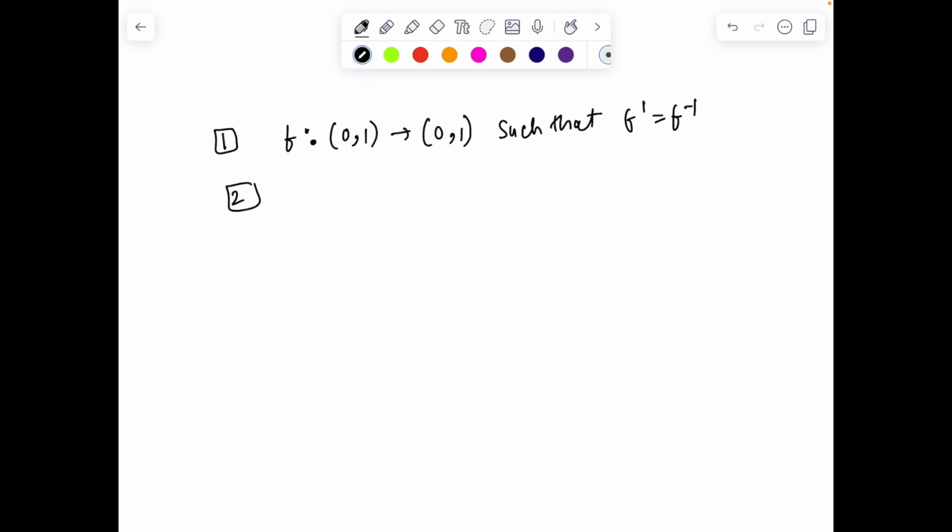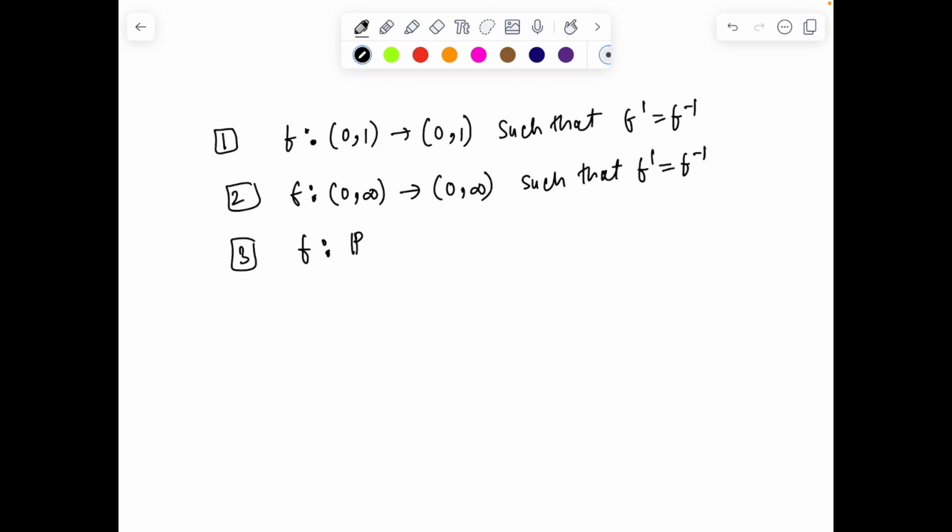The second part of the problem is: is there any bijective function, which is 1-1 and onto, from [0, infinity) to, let's say, [0, infinity) such that f dash equals f inverse. And third, we can ask if there are 1-1 and onto functions from real to real such that f dash equals f inverse.